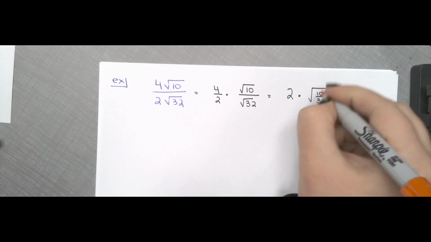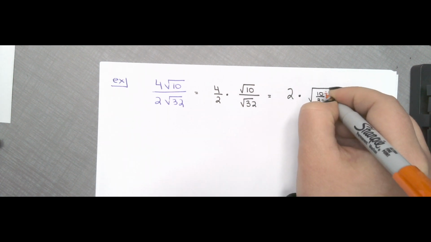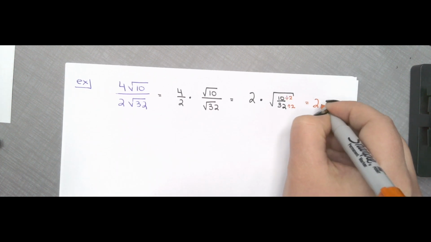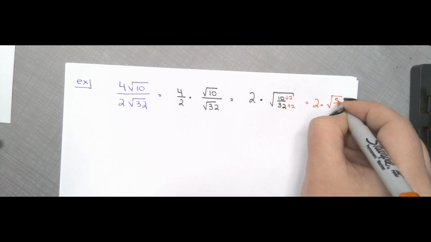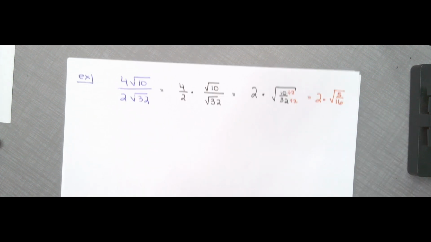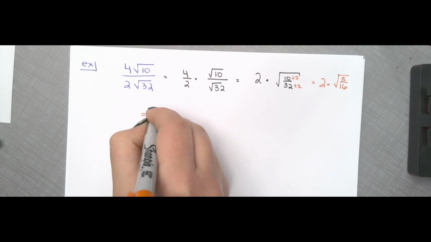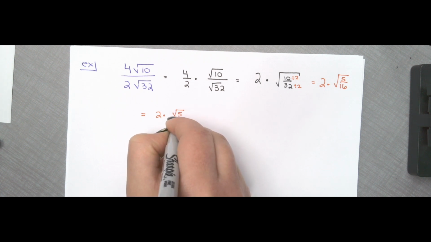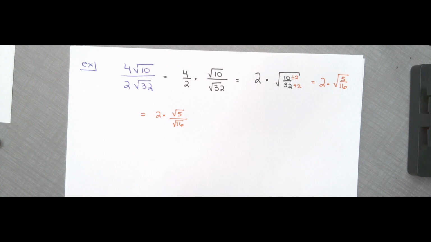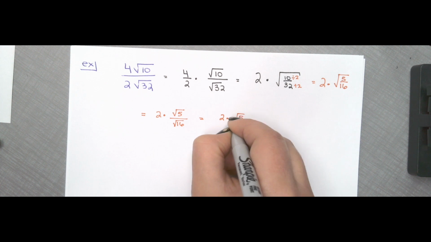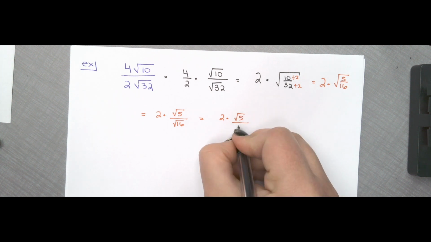What goes into 10 that also goes into 32? 2. So we have 2 times the square root of 5. What's 32 divided by 2? 16, thank you. So we got 2 times the square root of 5 divided by the square root of 16. What's the square root of 16? 4, thank you.